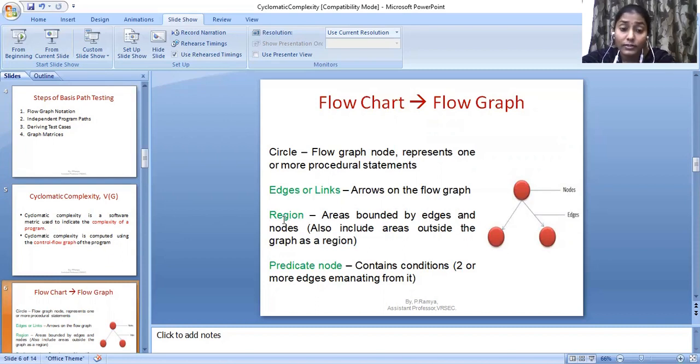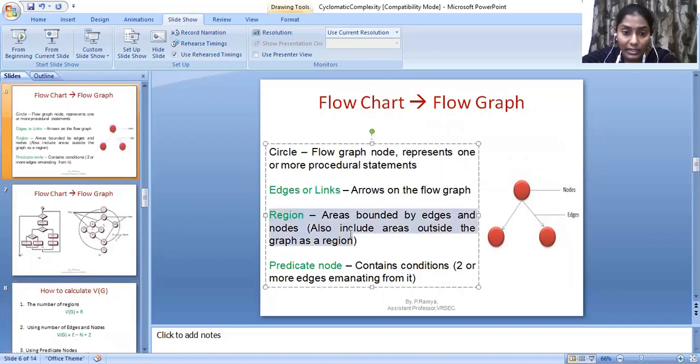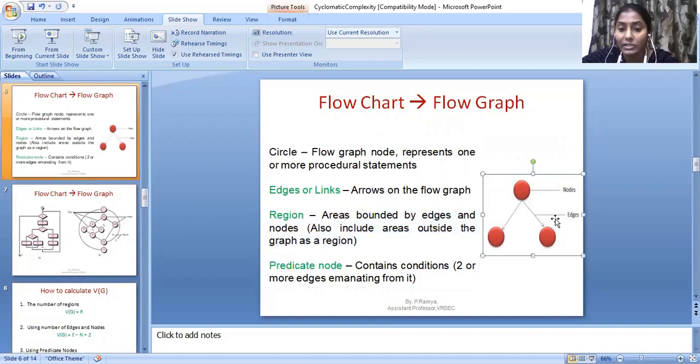There are also two additional terms called region and predicate node. I'll explain region later. First, let me complete the predicate node. A predicate node is just like a decision. Suppose this is a decision: are you a girl or a boy? If you are a girl, go this side. If you are a boy, go this side. So that is a decision. All the nodes that contain a decision are called predicate nodes.